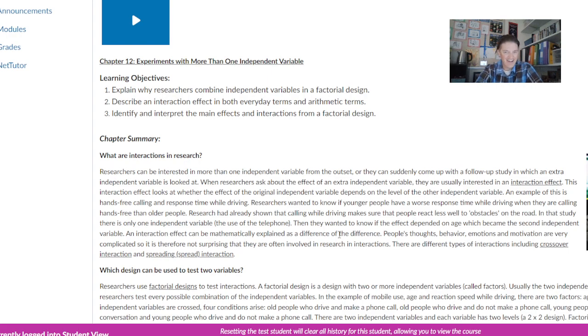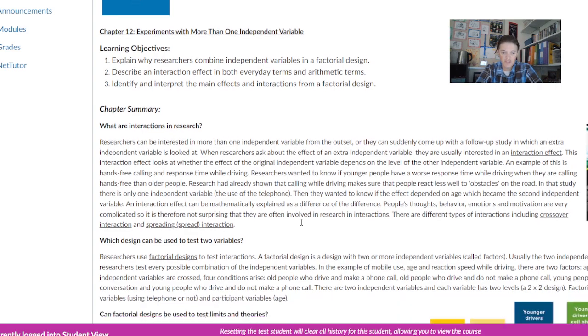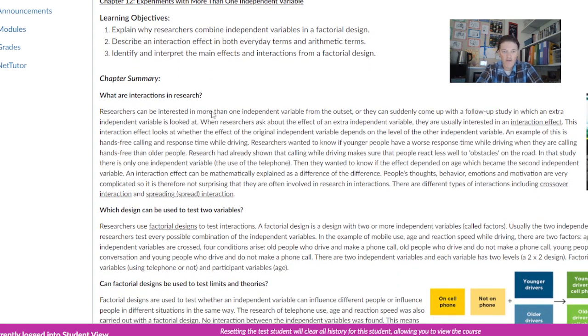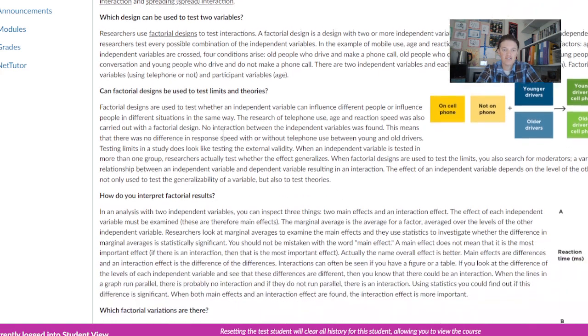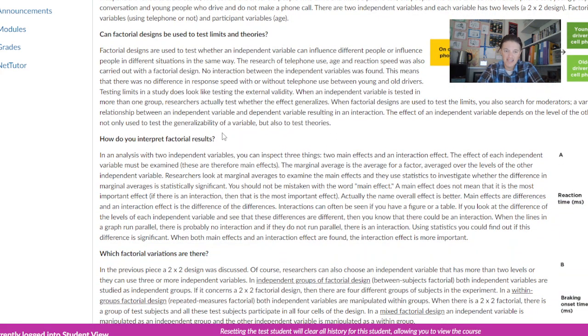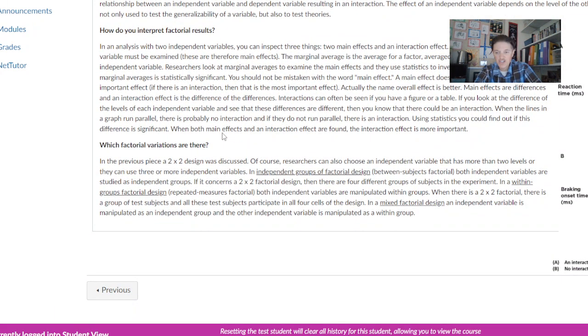dependent variable. Now that's kind of a simplified version. This can obviously get way more complicated. And so what we're looking at this week is what's called a factorial design, where we have multiple independent variables. And so we're looking at things like interactions and what kind of designs can we use, like a factorial design, to test these interactions, and how can they kind of be interpreted? What are the variations that we can see?